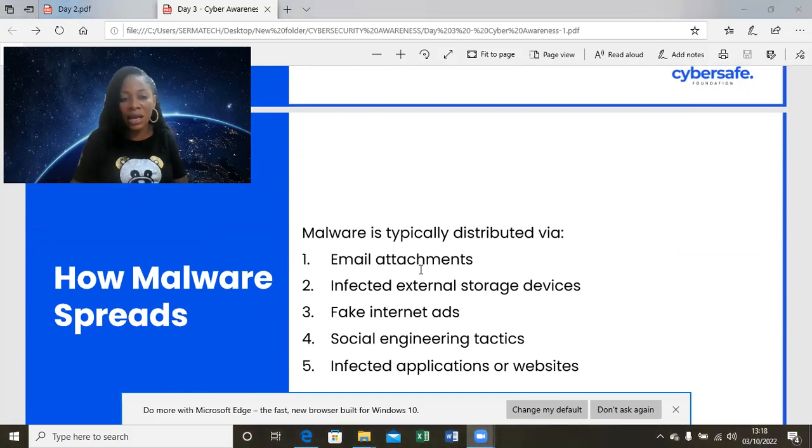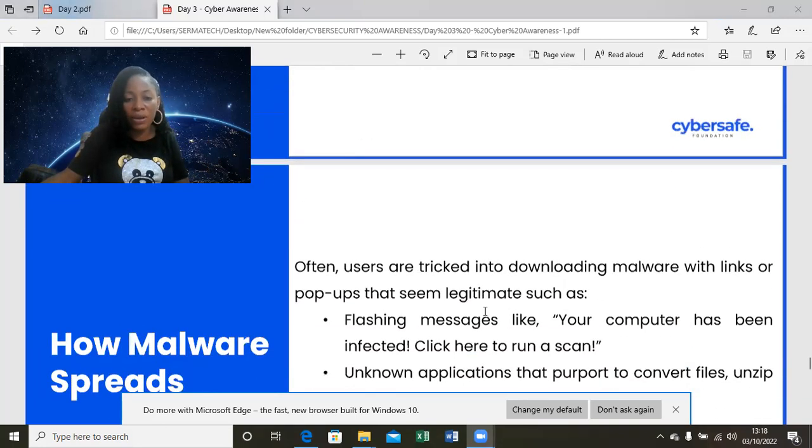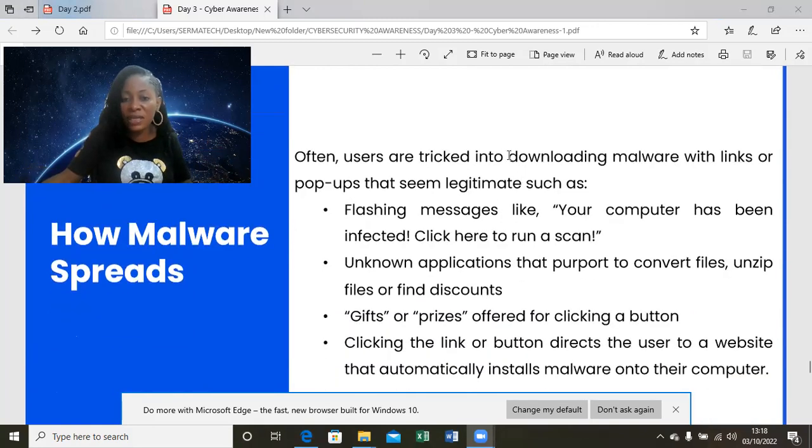And then fake internet ads. By the time you keep clicking on that link to that fake internet ad, you immediately enable the malware to have access to your computer device. Social engineering tactics, infected applications on your website. Often users are tricked into downloading malware with links or pop-ups that seem legitimate, such as flashing messages like your computer has been infected, click here to run a scan. Sometimes we see this even on our phone, and then you're scared.